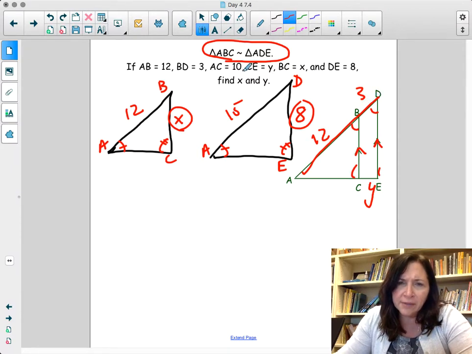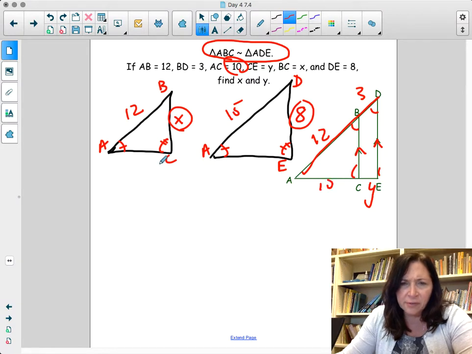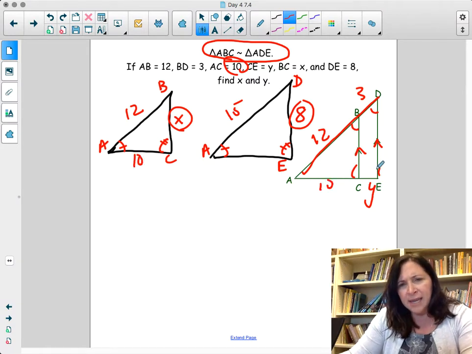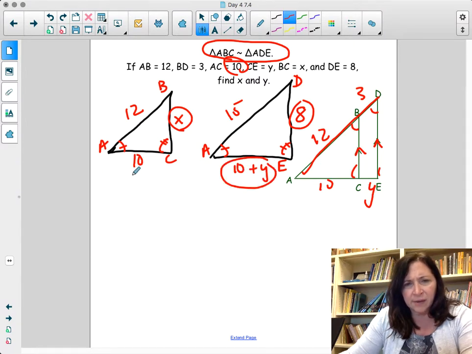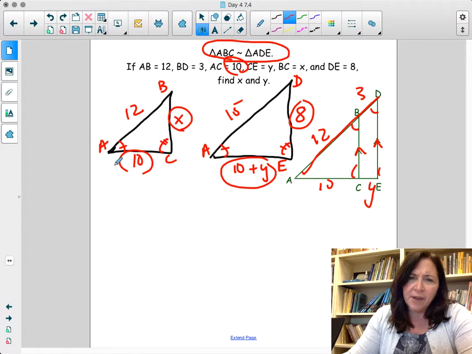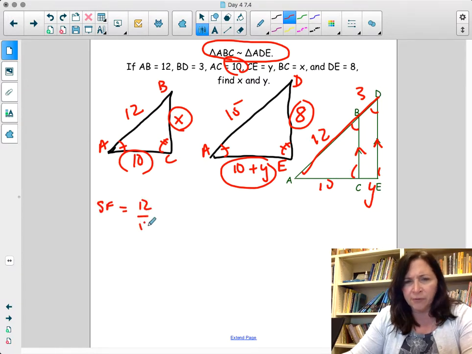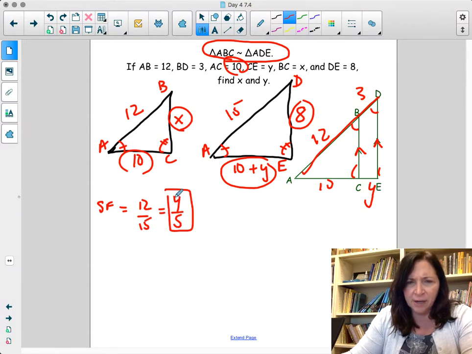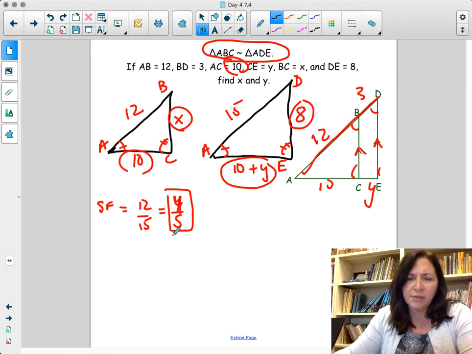Do I know AC? I know AC. AC is 10. So this is 10. And AE is 10 plus y. That's what that is. Okay, so my scale factor is going to be equal to 12 over 15. If I reduce by 3, I'm going to get 4 over 5. So that's my scale factor. Okay, so once I have my scale factor, which is 4 over 5, now I can solve all these values. I can go x is to 8 as 4 is to 5.